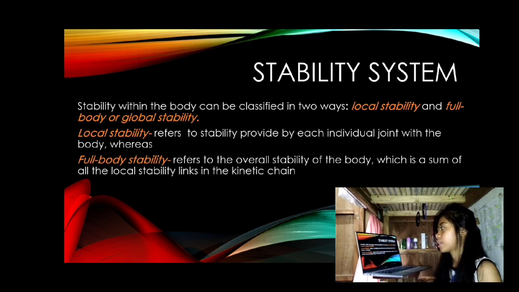Stability system. Stability within the body can be classified in two ways: local stability and full body, or global, stability. Local stability refers to stability provided by each individual joint within the body, whereas full body stability refers to the overall stability of the body, which is the sum of all the local stability links in the kinetic chain.